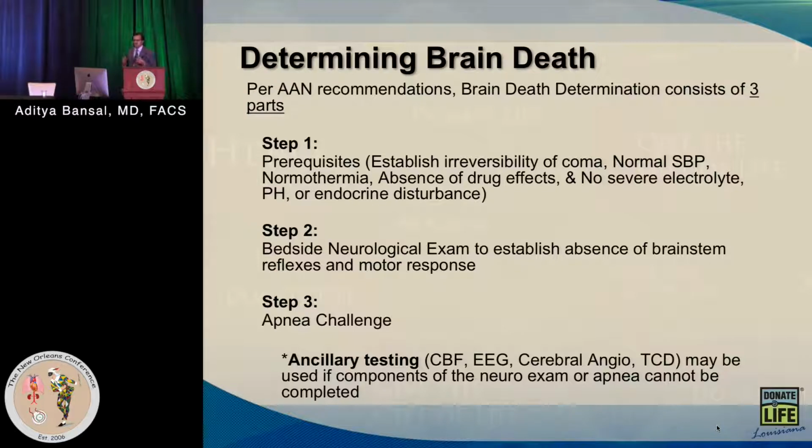The steps include, first, establishing irreversibility of coma: normal systolic blood pressure, normothermia. You can't declare anybody brain dead if they are hypothermic, absence of drugs, no severe electrolyte or pH imbalances to be present. The bedside neurological exam is the second step that establishes the presence or absence of brainstem reflexes and motor responses. And then finally, we do the apnea challenge. All the other testing that goes along with it, such as cerebral blood flow, EEG, TCDs, could be used in a variety of ways depending upon your own OPO or your own institutional policies.